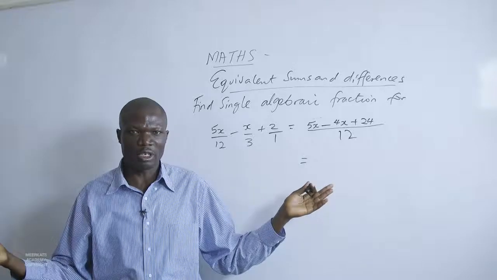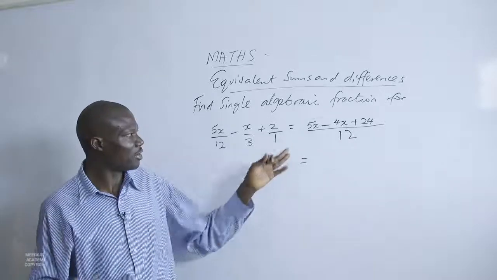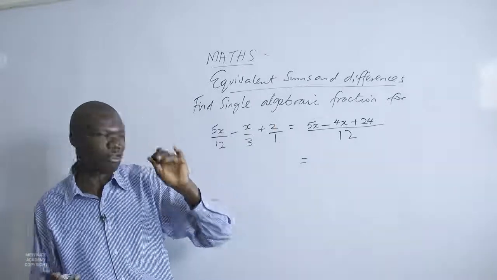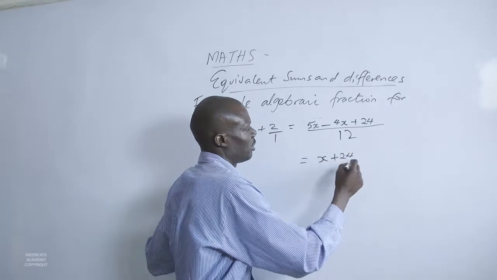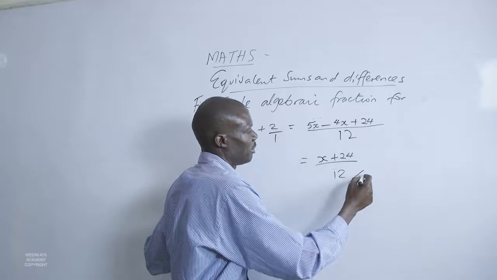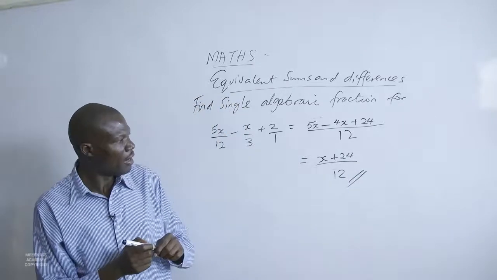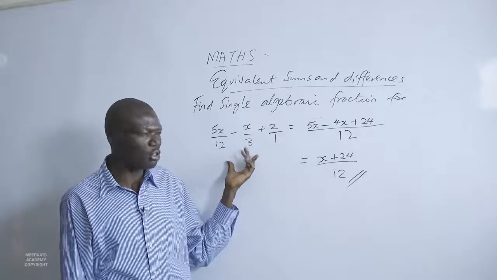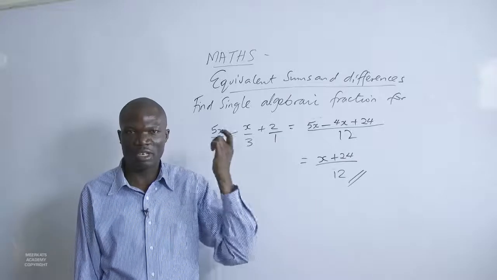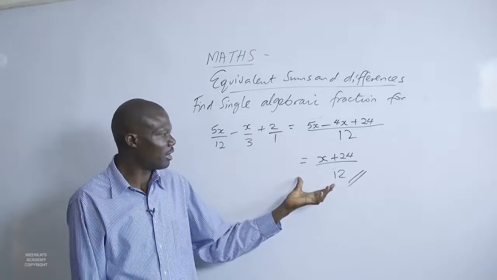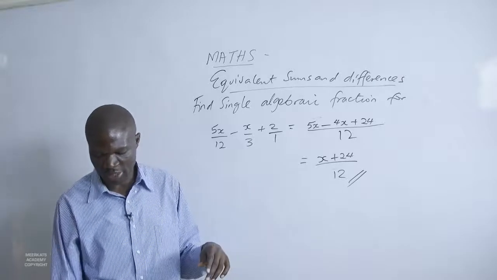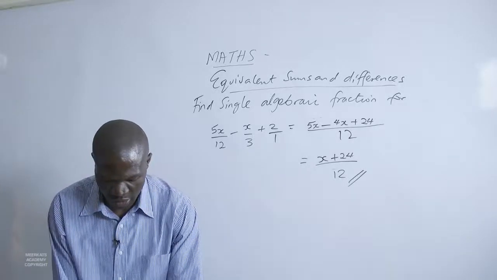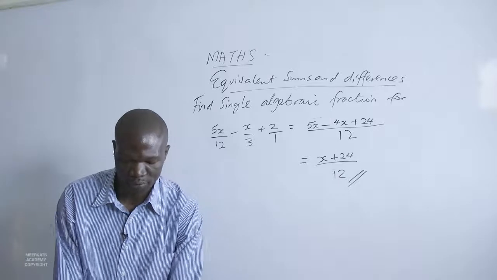Like terms, bring them together, and the unlike terms, we leave them aside. So 5x minus 4x is x, and then plus 24 all divided by 12. Look at that. We have been able to reduce all this into a single algebraic fraction. This is a single algebraic fraction. That is how we work this out.